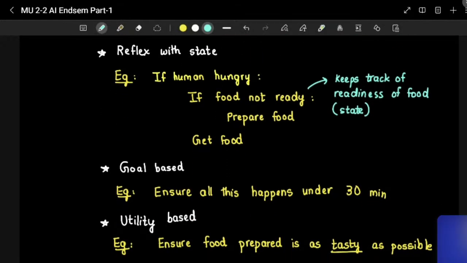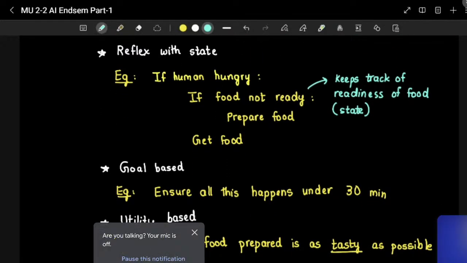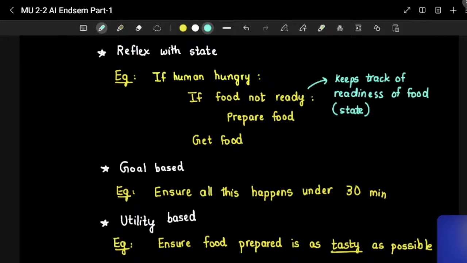You have another agent which stores a state. So instead of simply sensing, it has some memory of some sorts. Once it senses that a human is hungry, it will also check if the food is ready or not. So it has some memory, some state. It remembers something about the environment. In this environment, we have food and a human being. It remembers if the food is ready or not, and then it will act accordingly.